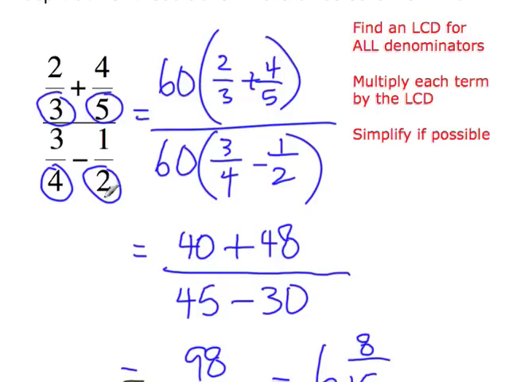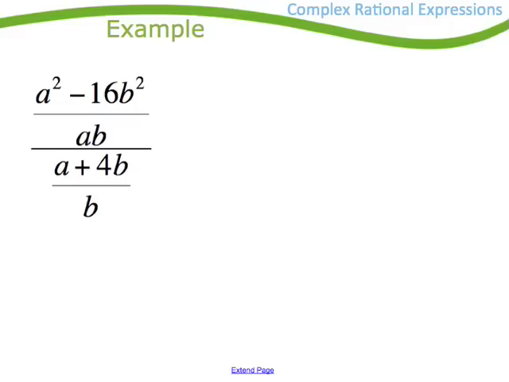Notice that these are numbers. It's not always going to stay as numbers. We're going to have letters in there too. But the concept is the same. Oh, lo and behold, here's some letters. Okay, I've got a complex rational expression here. Here's a denominator, there's a denominator. Looks like my common denominator, or my lowest common denominator, will be simply AB. That'll comprise both of those.